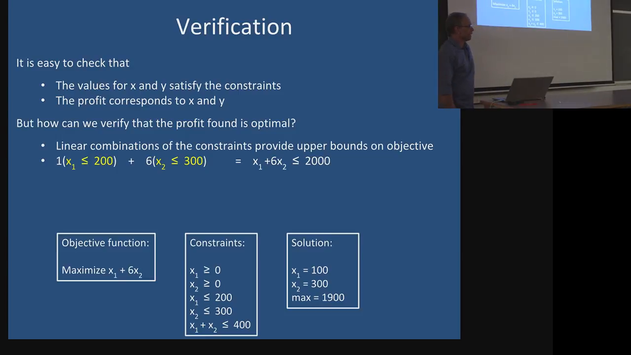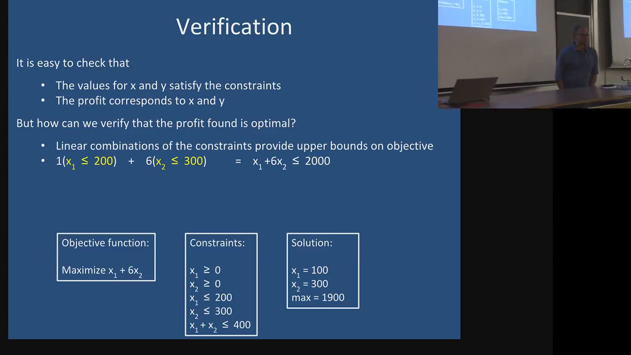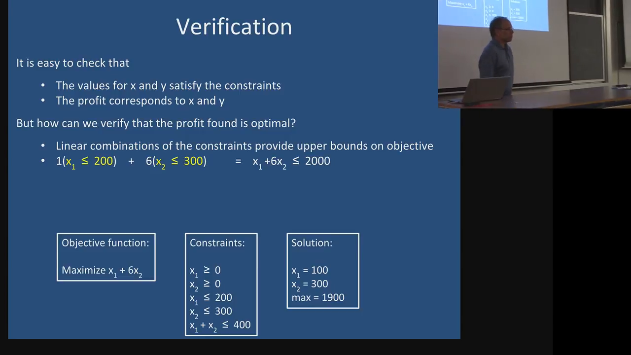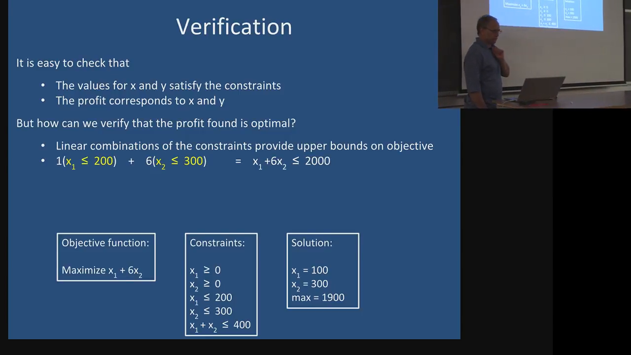So we know that the objective function couldn't possibly become bigger than 2,000, simply because of those two bounds on x1 and x2. Yeah? Yeah, but why aren't you considering that x1 plus x2 has to be less than 400? Okay, so we asked, what about the other constraints? All right, we'll get there.